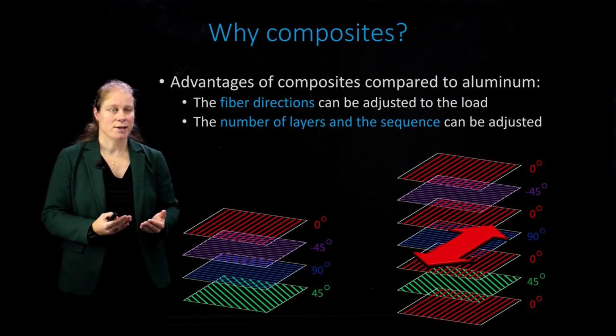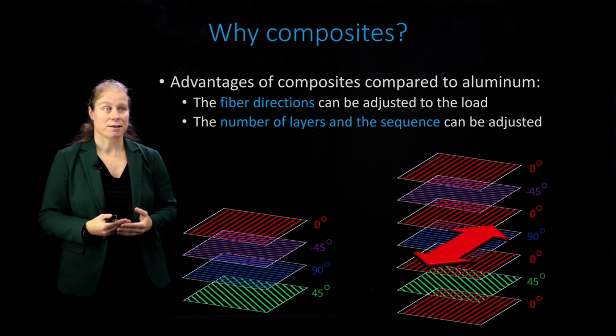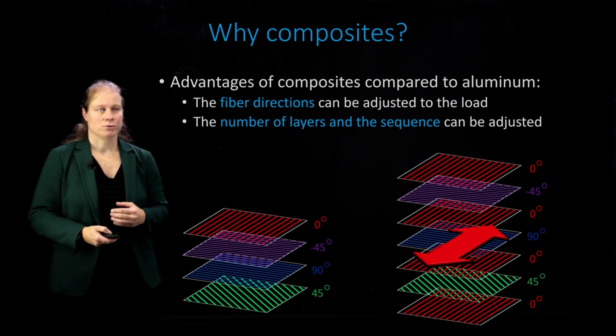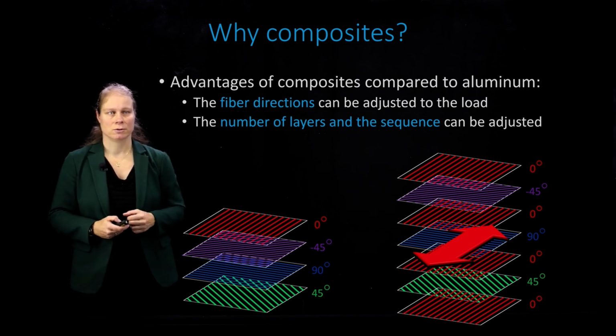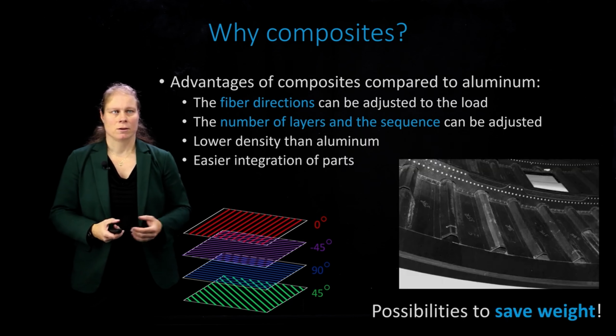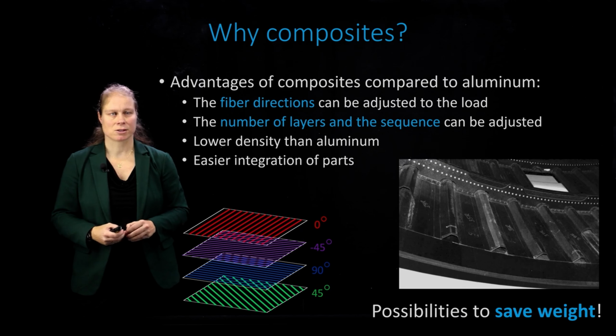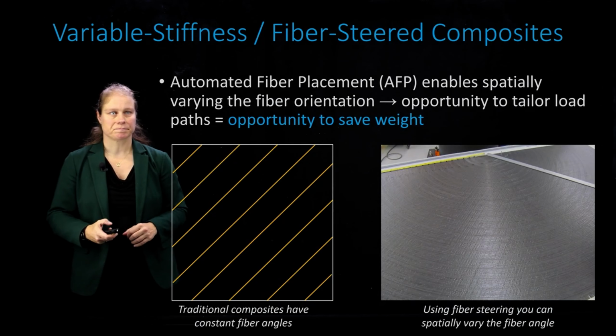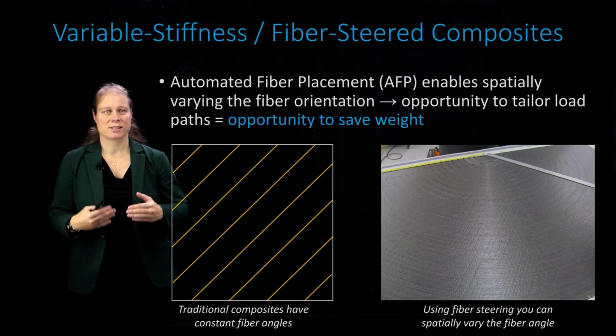But you can also play with the number of layers, so you can make it thicker, and then play with all kinds of combinations to really tailor your structure to the loading situation that you have. In addition, you have a lower density than aluminum, so a higher strength to density ratio, and it's easier to integrate parts, so you don't need as many fasteners. Well, I will really focus on the first two items here, and then we go one step beyond that.